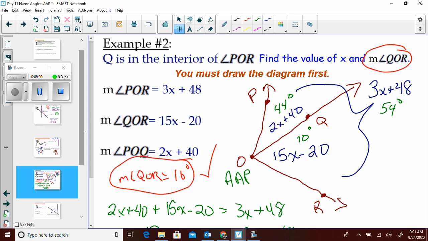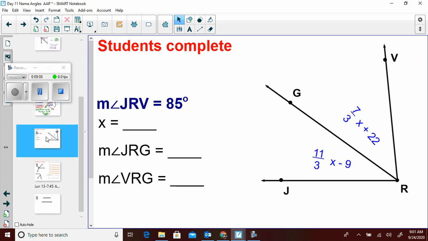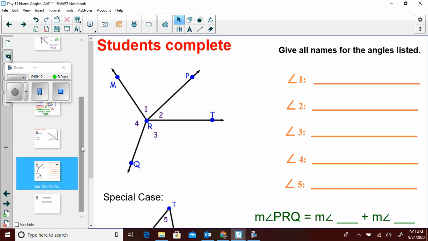Okay. So that is our angle addition postulate. It is the same as the segment addition postulate. An angle can be shown as the sum of its two smaller pieces. Now you have your notes PDF. I want you to complete this problem and this problem, and we will go over them in the next class.